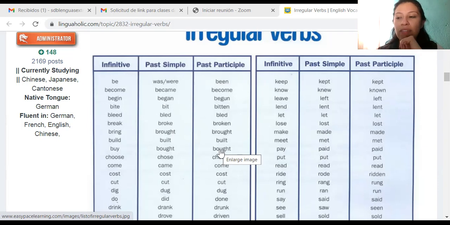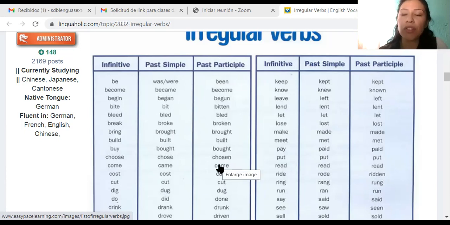Remember that we also have another time marker, which is by, and by is like maybe around, something that is not certain. For example, by four in the afternoon, you're giving us something approximate. It's not something specific. Okay, so we have our past participle, and this is the column that you're going to use.